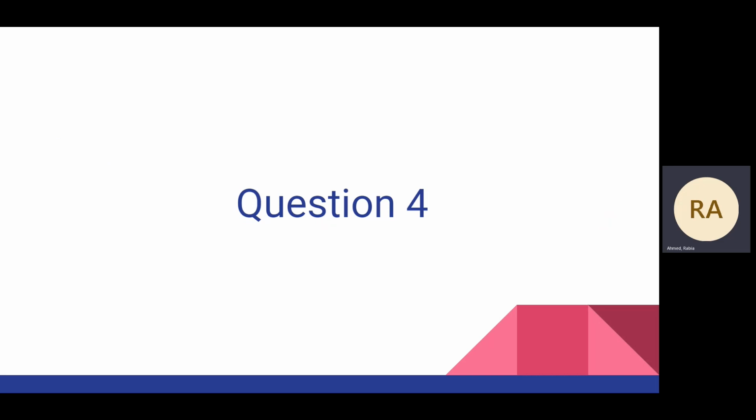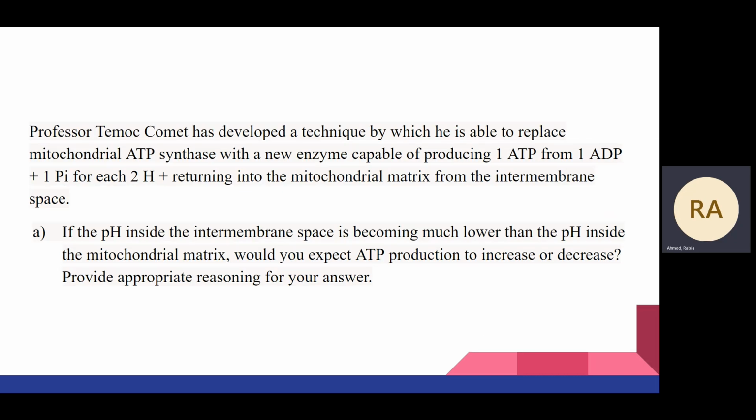Moving on to question 4. Okay, so Professor Timok Comet has developed a technique by which he's able to replace mitochondrial ATP synthase with a new enzyme capable of producing 1 ATP from 1 ADP and 1 inorganic phosphate for each 2 hydrogen ions returning into the mitochondrial matrix from the intermembrane space. So 4A: if the pH inside the intermembrane space becomes much lower than the pH inside the mitochondrial matrix, would you expect ATP production to increase or decrease? Then provide appropriate reasoning for your answer.